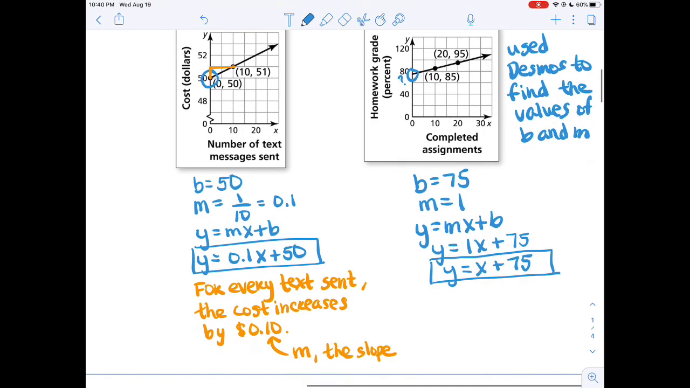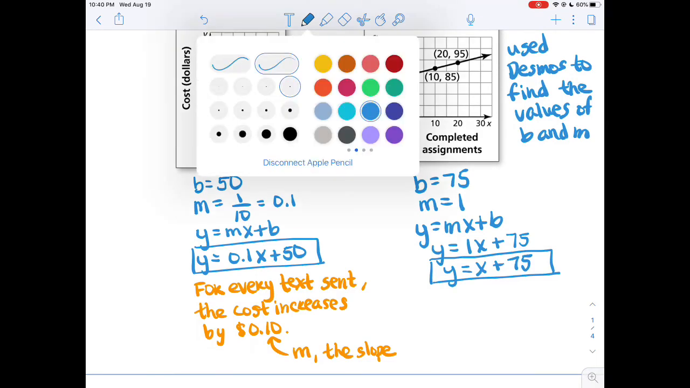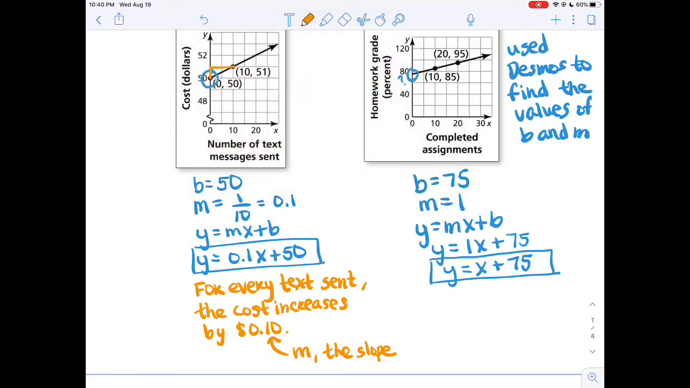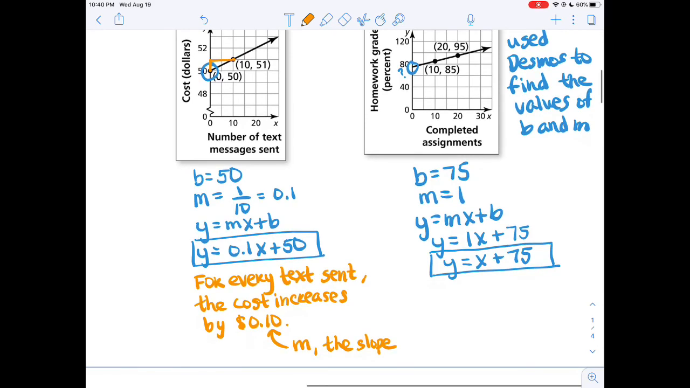All right, finally, we need to interpret the slope and say what it is meaning. So we want to look at our x label and our y label. So we are increasing our completed number of assignments. So for every assignment that we complete, so every time that we can go up by 1 in our x value, we are also going up by 1 in our homework grade, and that's in percent.